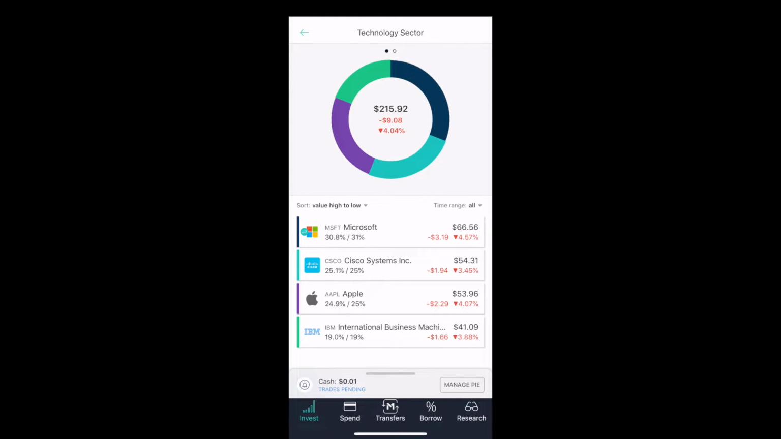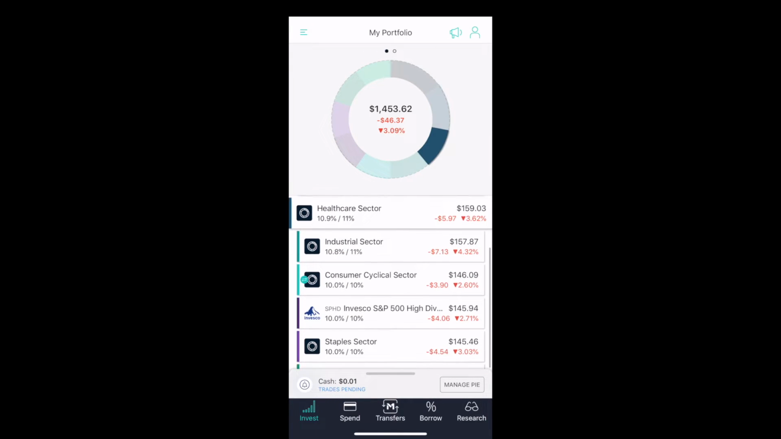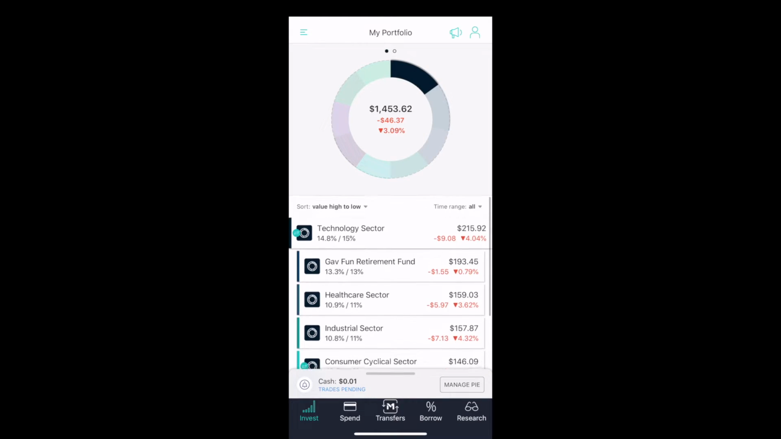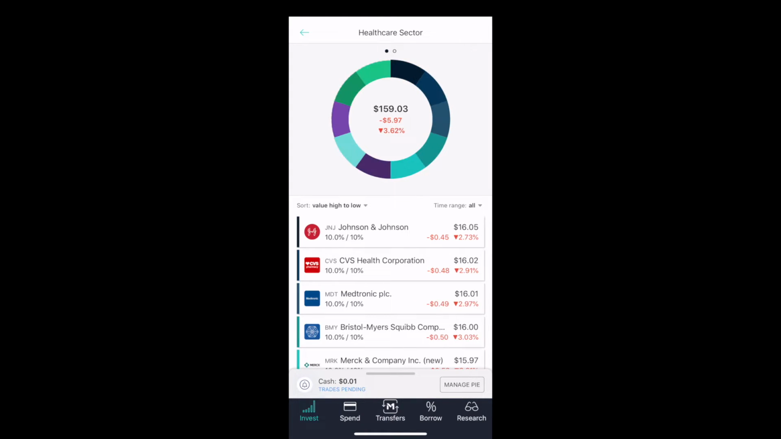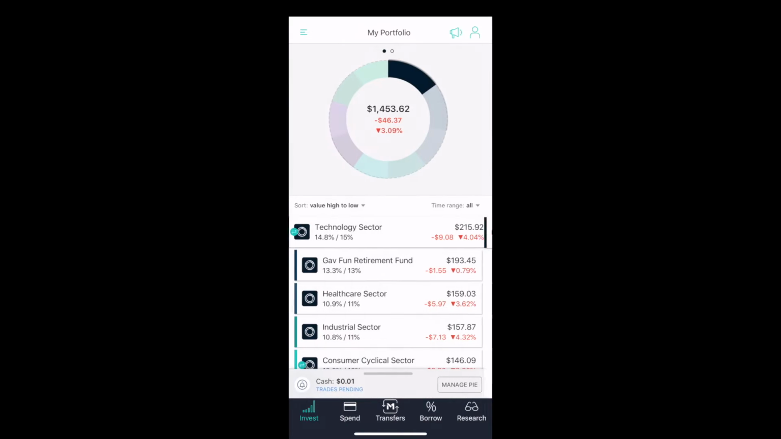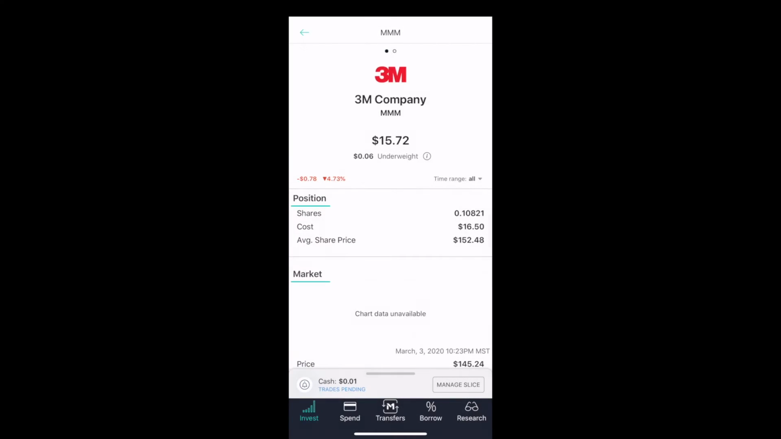I'm buying more stocks in here. So for my healthcare sector, I'm buying more 3M, because why not? And same process, I already have 3M under my healthcare sector pie. So what I'm gonna do is go to 3M and click on manage pie on the bottom right, and put in the amount I want to put in, and confirm and buy it.